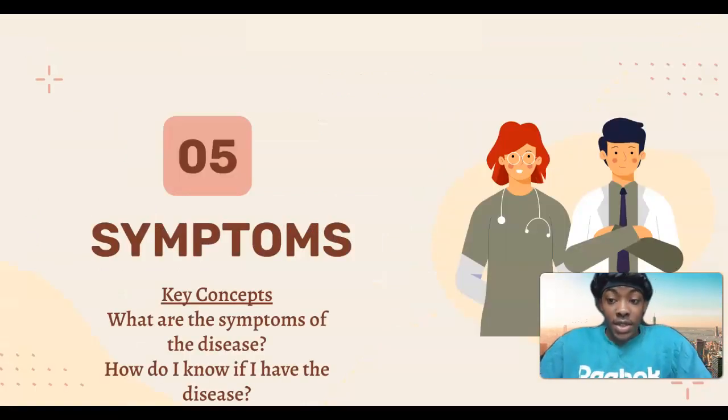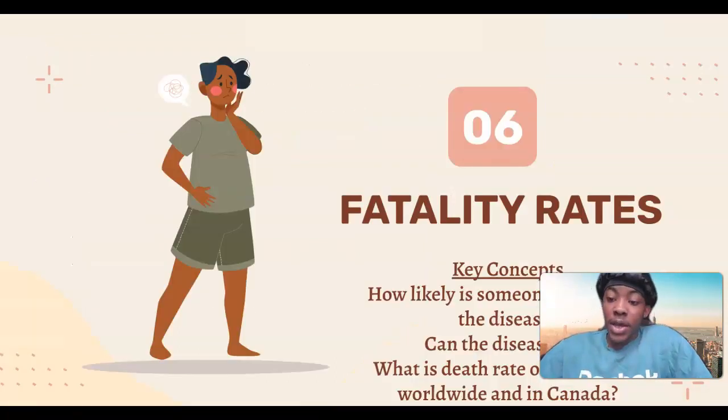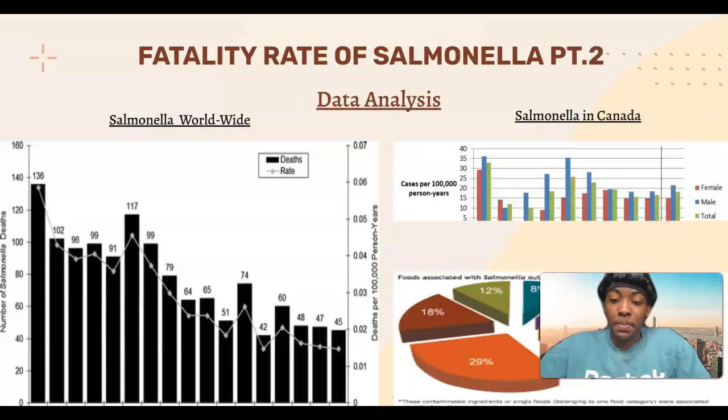So now the symptoms of salmonella. So what are the symptoms? How do I know if I have the disease? So the symptoms of salmonella include fever, headache, diarrhea, stomach cramps, nausea, vomiting, etc. Now the fatality rates of salmonella, how likely is someone to die from it? So the CDC estimates 1 million people in the United States get sick from eating contaminated food. The illness usually lasts 4 to 7 days. With treatment, most people usually recover in this time.